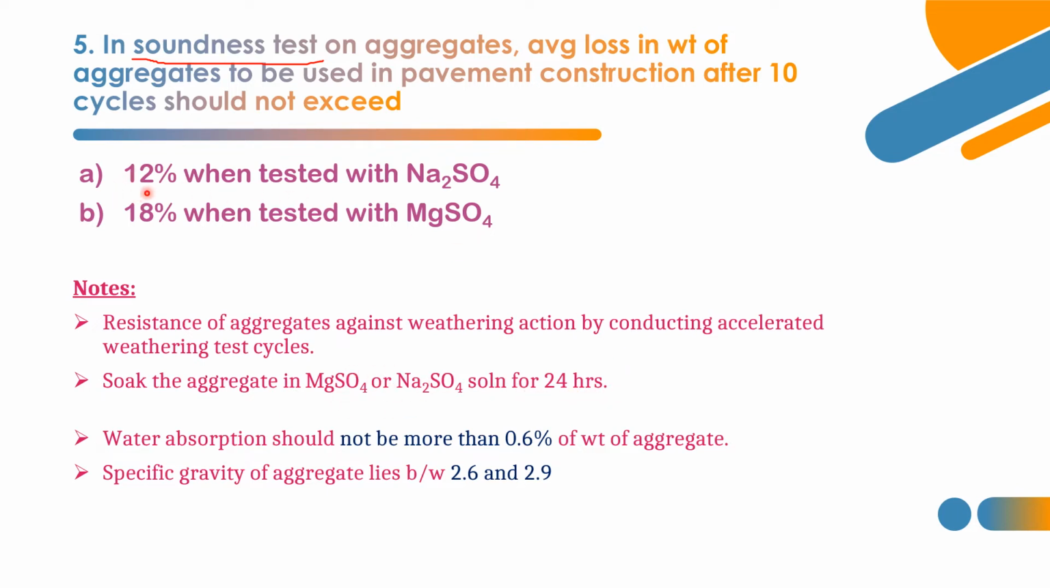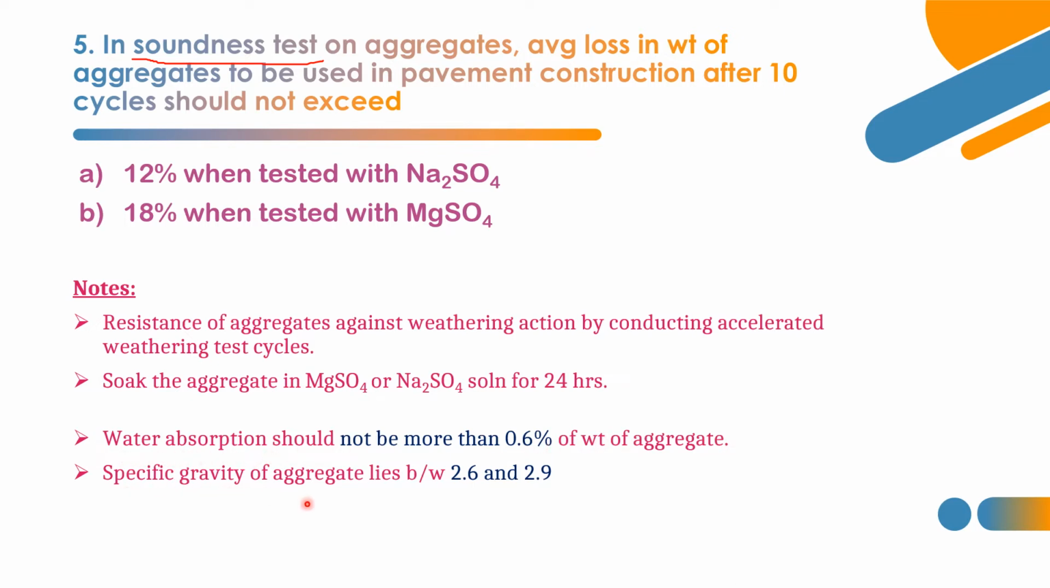In either case, we have to follow this criteria: 12% in case of Na2SO4, 18% in case of MgSO4. These are the things regarding the soundness test. Now we shall move on to other tests like water absorption and specific gravity. Water absorption should not be more than 0.6% of the weight of the aggregate. This is the basic criteria regarding water absorption.